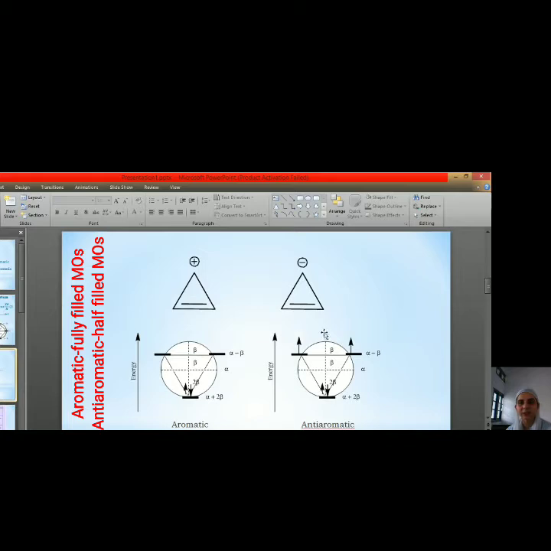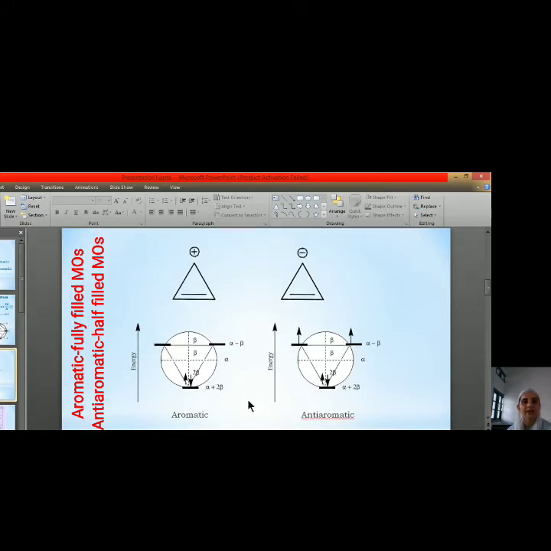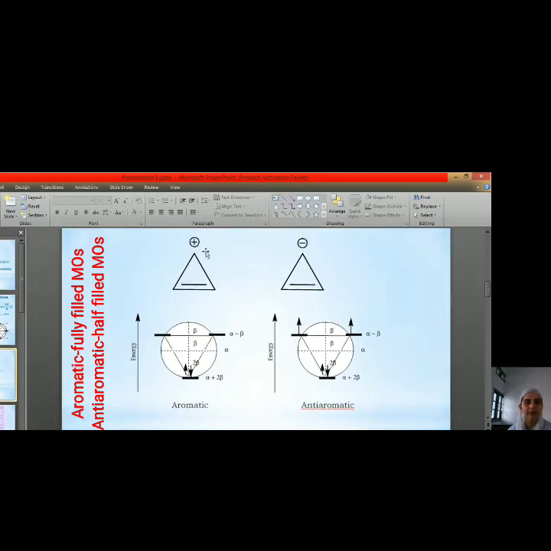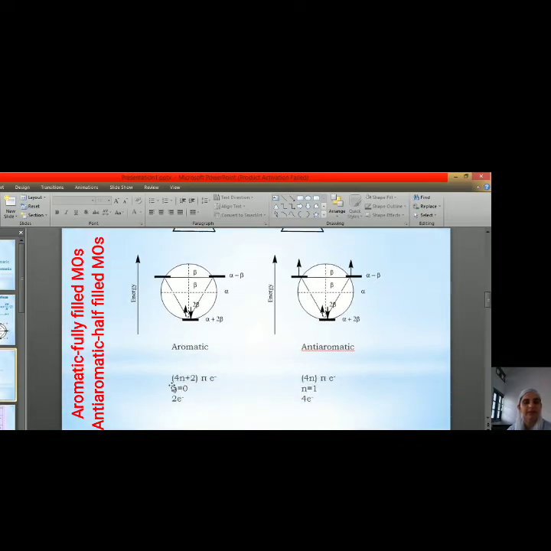If we take the cyclopropenyl anion, then we have 4 electrons. When we fill these electrons in the orbitals, we find that we have 2 half-filled orbitals. This means that this compound is anti-aromatic, and this is in accordance with the Huckel rule. So this gives the answer to the Huckel rule, that if we have 2 electrons and the system is conjugated, then the Huckel rule is followed.